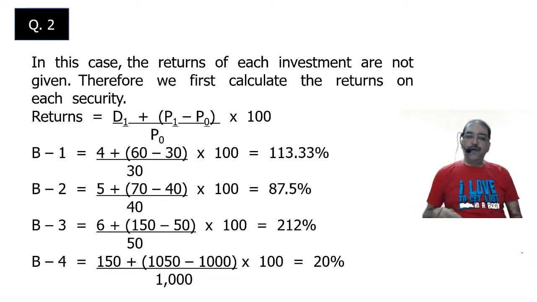So now we have got all the returns. We'll prepare a table showing the weights and the returns. Okay. So 5 columns we have to prepare: security, the price, the weight, and the returns.